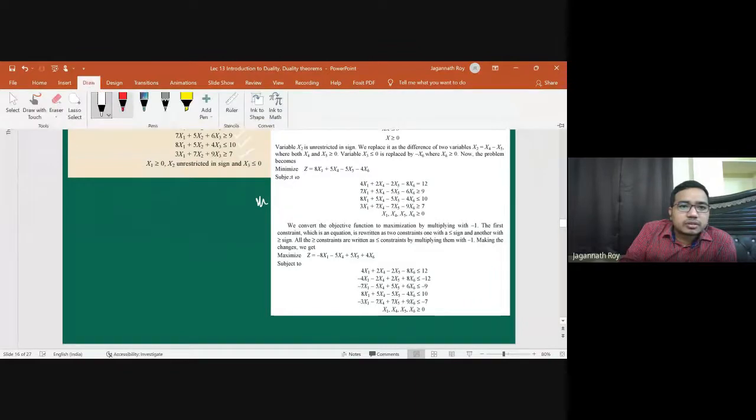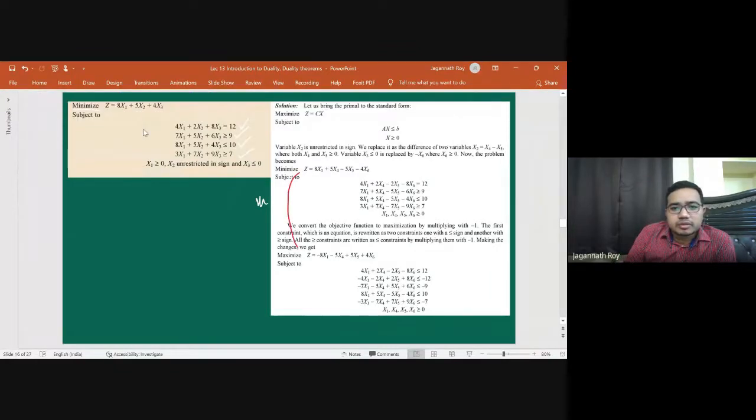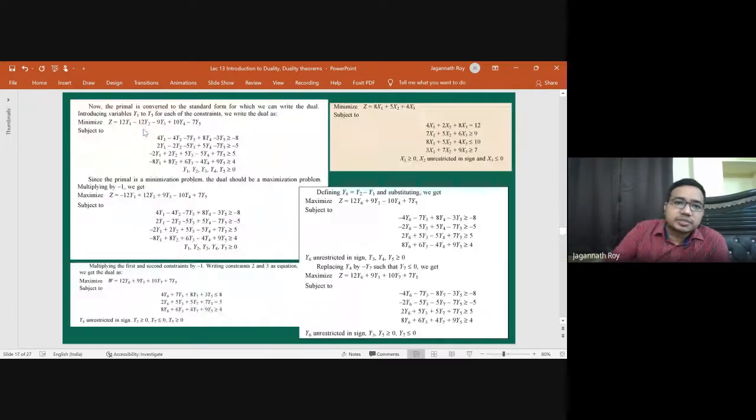We have written this as a maximization problem, and all the constraints are there. One is greater than 12, another will be less than 12. Whatever may be the case, we write it as less than type criteria. We have made everything in terms of less than, so rewrite it, and then shift it and make the changes.